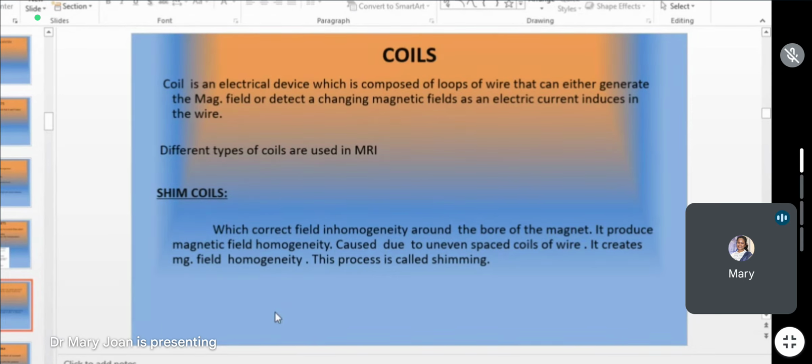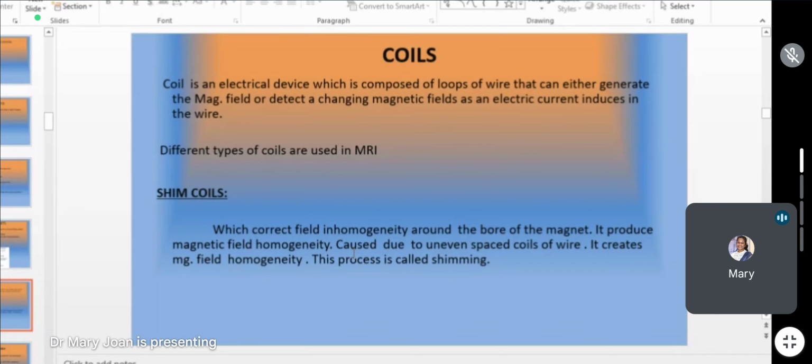A coil is an electrical device composed of loops of wire that can either generate a magnetic field or detect a changing magnetic field as an electric current is induced in the wire. Different types of coils are used in MRI. We have discussed that before, but we will go through it again.